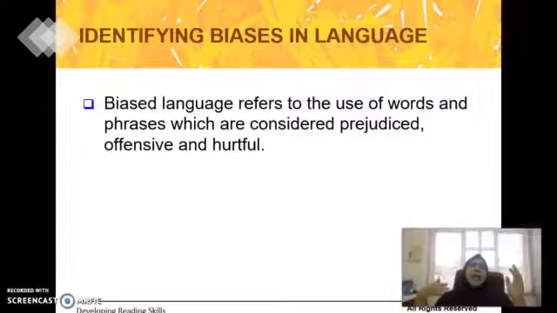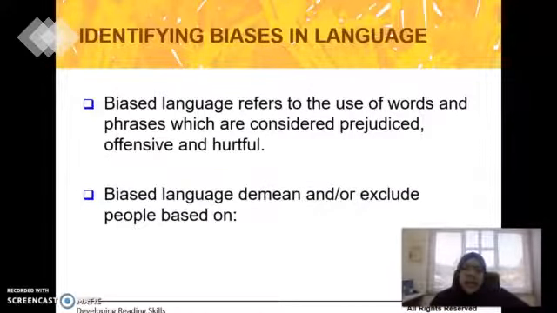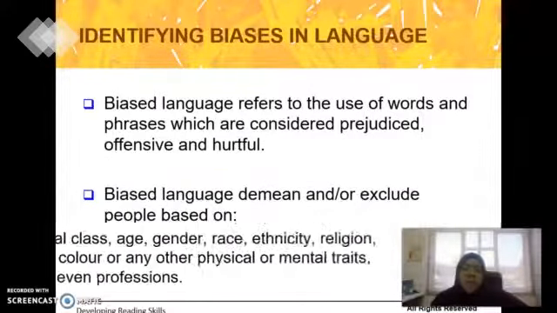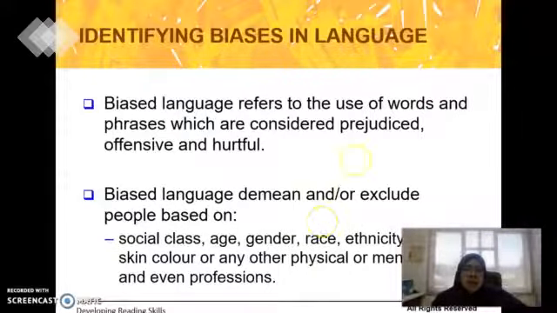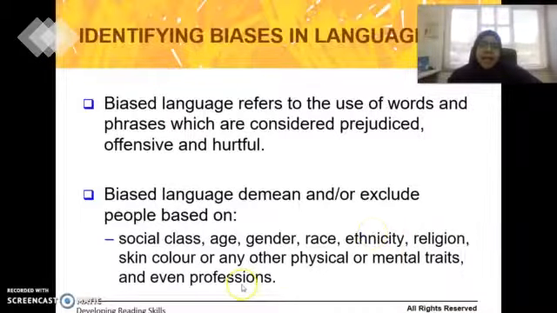Maybe for skin color, different color skin, white people, black people, or referring to the shape of the body, fat, thin people. It is biased language. Biased language demeans or excludes people based on social classes. This is what I mentioned just now: religion, ethnicity, race, skin color, physical and mental traits, and even professions.